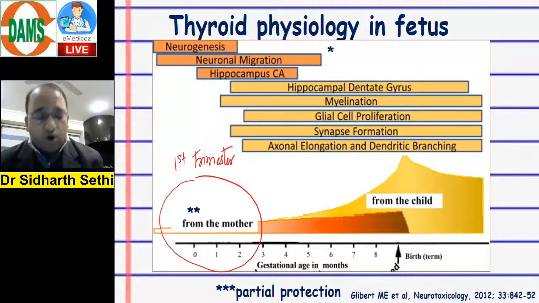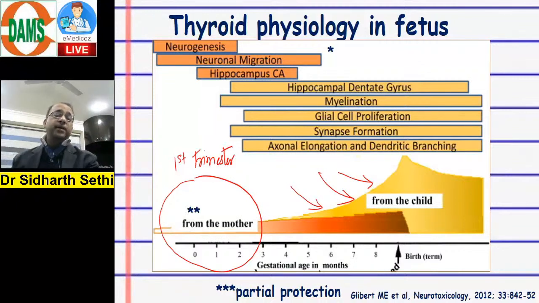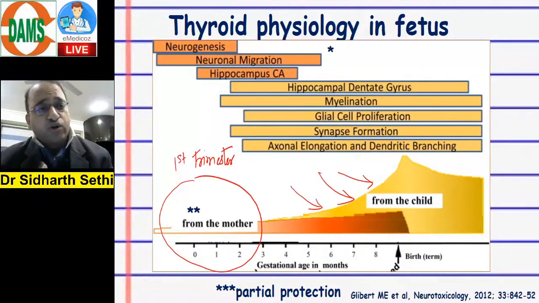Now, first trimester onwards, can you see these yellow dots? This is thyroxine from the child. So first trimester onwards, there's a contribution of thyroxine from the child also, in addition to the maternal thyroxine. So remember that as the child grows, thyroxine from himself is also responsible for his brain development.